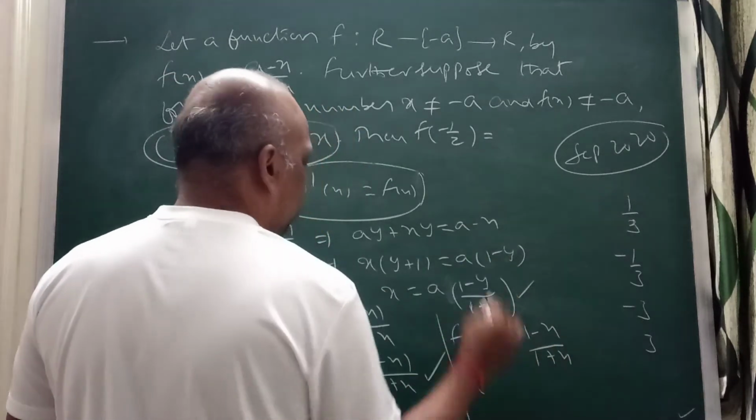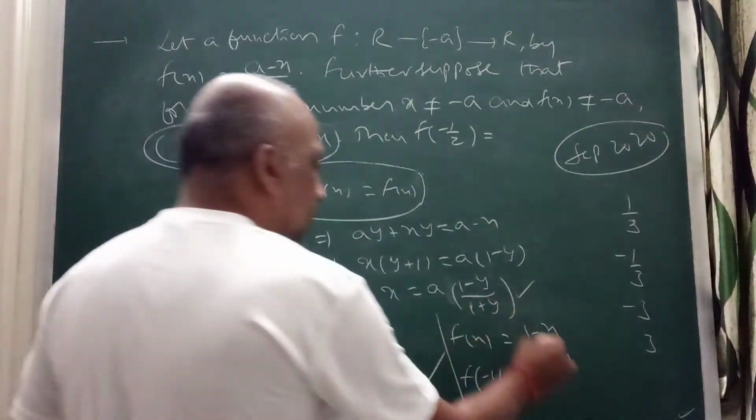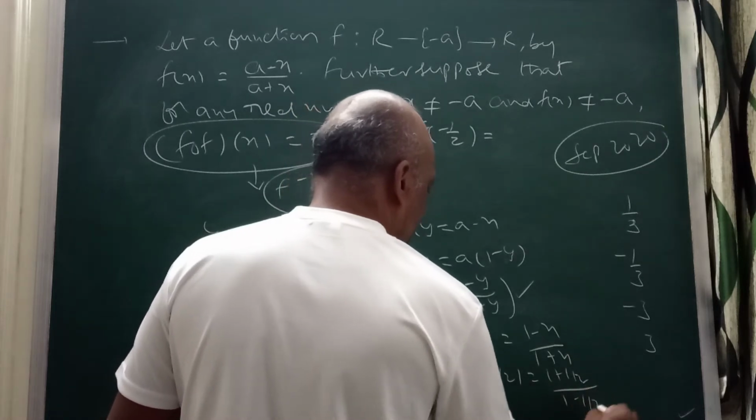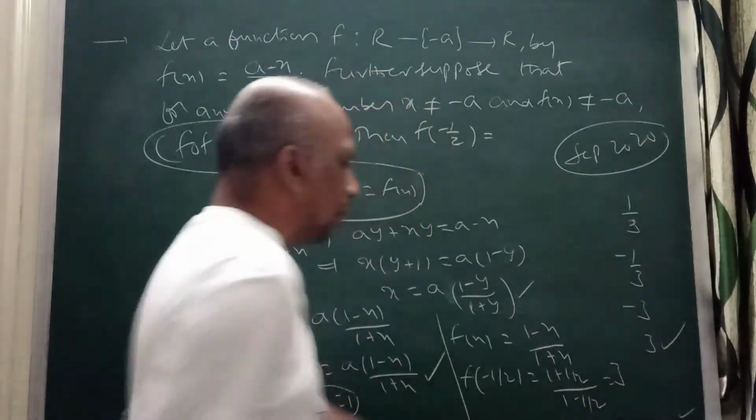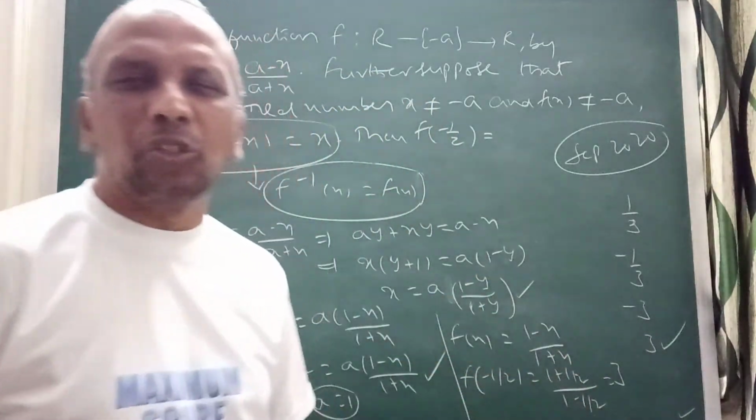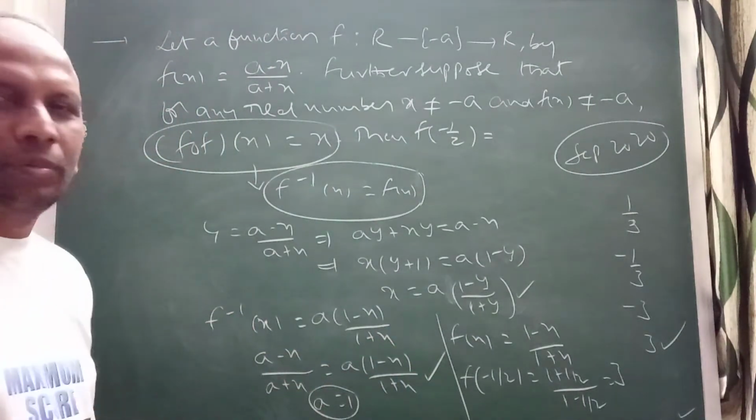Now you find f of minus 1 by 2. Substitute the value here: f of minus 1 by 2 is 1 plus 1 by 2 by 1 minus 1 by 2. So you get 3 by 2 by half, so your answer will be 3. Answer is 3. You get it? Correct. That will be an easy one. You can do that.